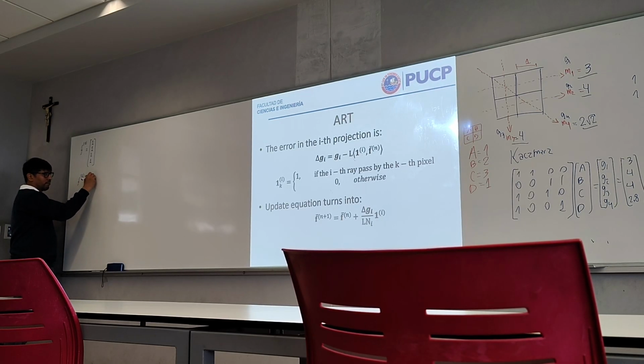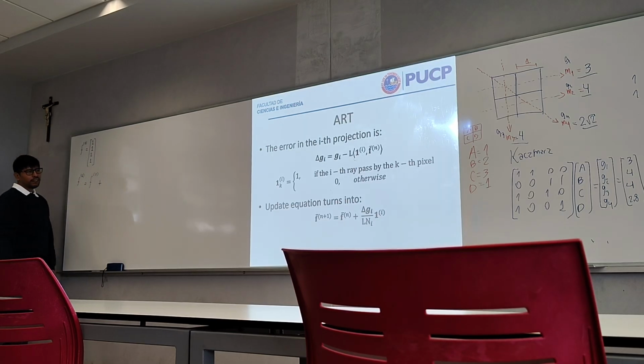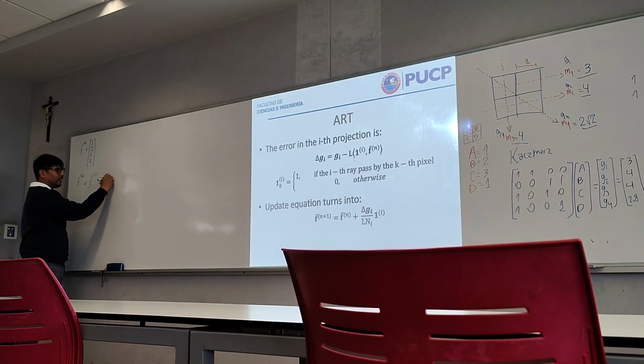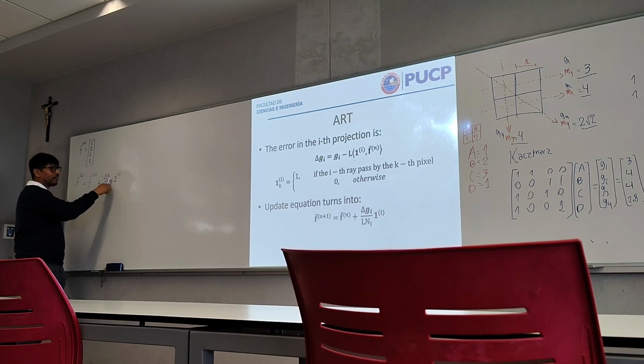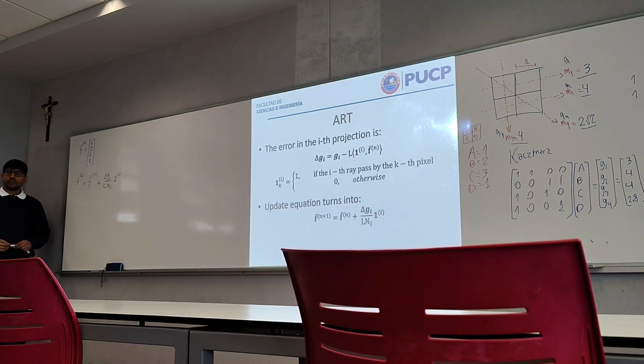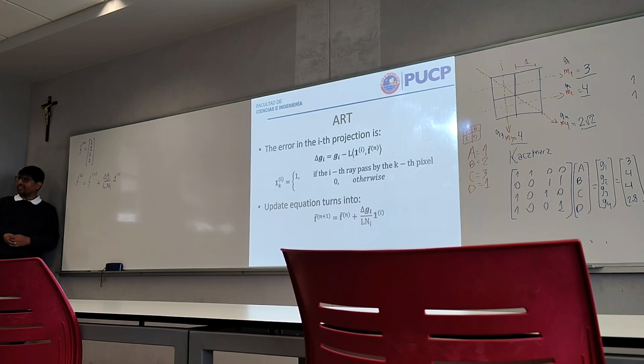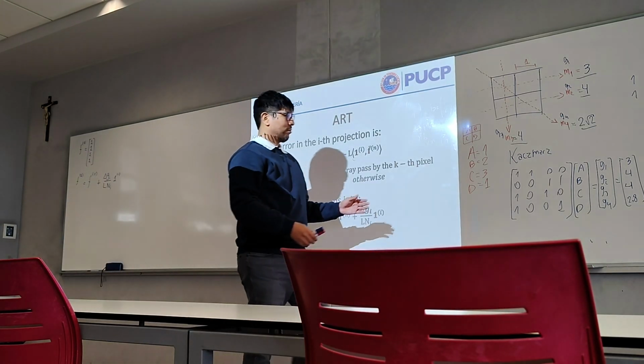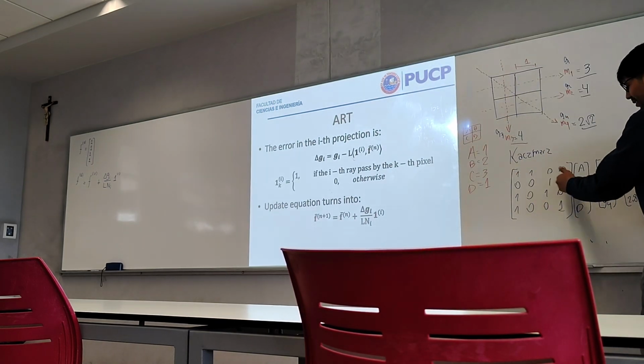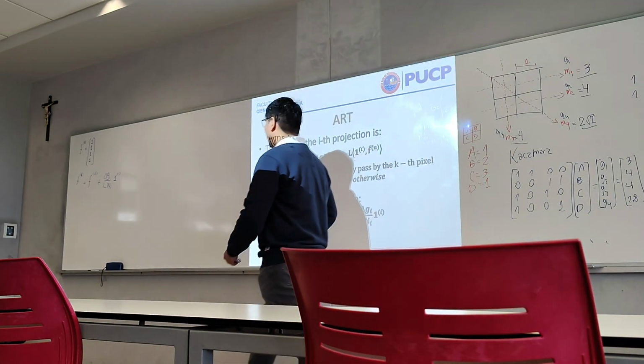So the first update will be how much? It will be the initial guess plus delta G_i multiplied by the vector of ones I, divided by L and N_i. But what is I here? What is I in general in the context of this? I refers to the rays: first ray, second ray, third ray, fourth ray. And the rays are basically this vector.